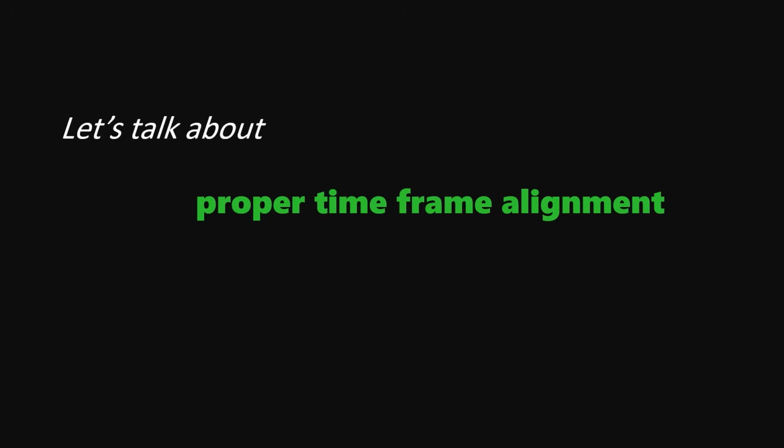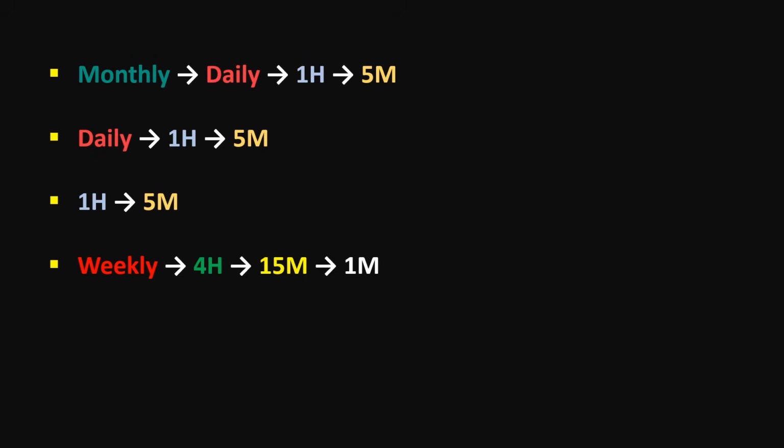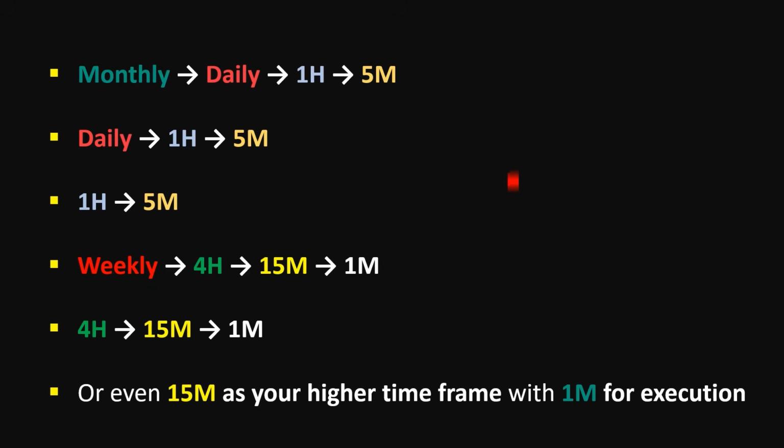There are specific pairings that naturally align with each other. Monthly, daily, 1 hour and 5-minute. Daily, 1 hour and 5-minute. 1 hour and 5-minute. Weekly, 4 hour, 15-minute and 1 minute. 4 hour, 15-minute, 1 minute. Or even 15-minute as your higher time frame with 1 minute for execution. Each of these stacks flows logically from higher context to precision entry.